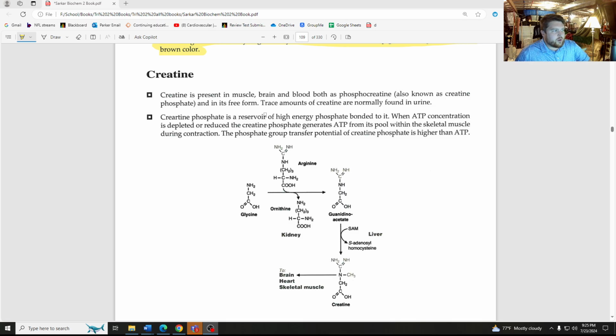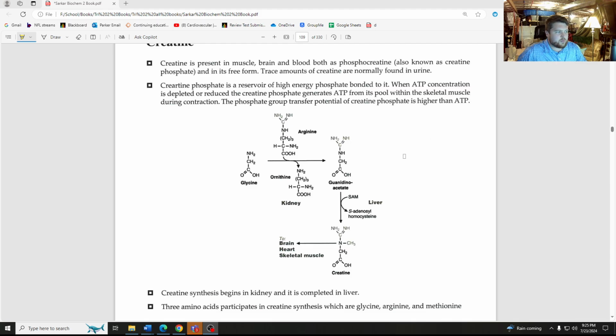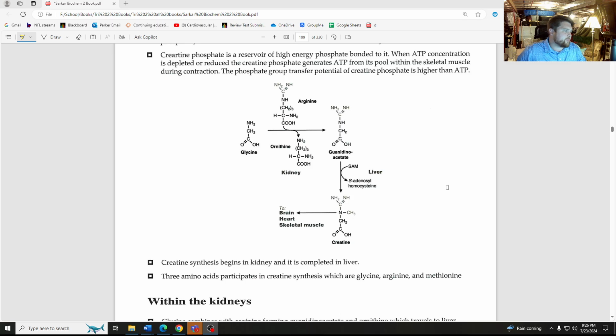Creatine phosphate is a reservoir of high-energy phosphate. When ATP concentration is depleted or reduced, the creatine phosphate generates ATP from its pool within the skeletal muscle during contraction. The phosphate group transfer potential of creatine phosphate is higher than ATP, essentially meaning that you can get more bang for your buck with creatine phosphate than with regular ATP.